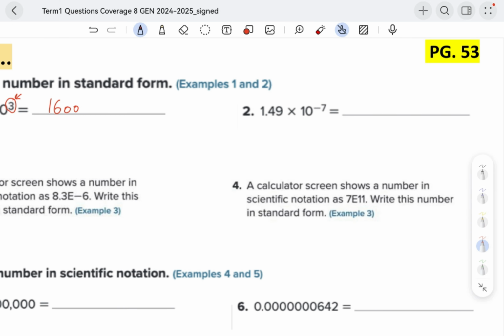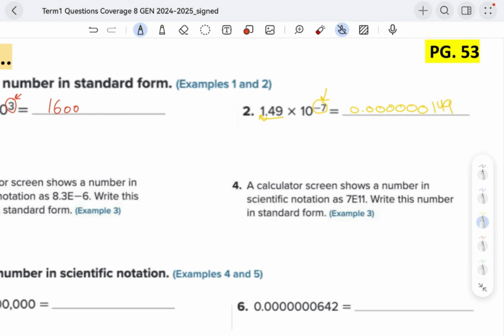For question number 2, we have 1.49 times 10 to the power negative 7. Here we have a negative exponent. If we have a negative exponent, it means that this number will get smaller. We're going to move the decimal point to the left 7 steps. We are going to move it, this is 1 step, and then the rest we have 6. We're going to add 6 zeros, okay? So we're going to have 0 point, 6 zeros, 1, 2, 3, 4, 5, 6. Now we're going to write 149.